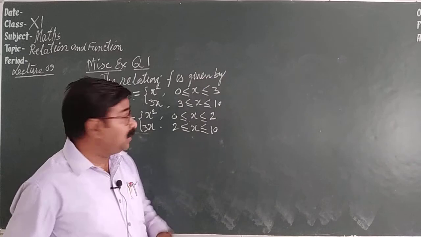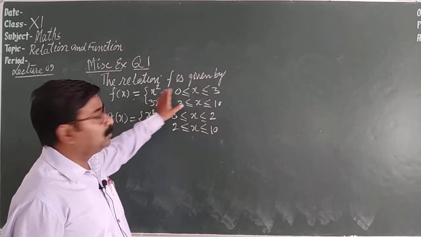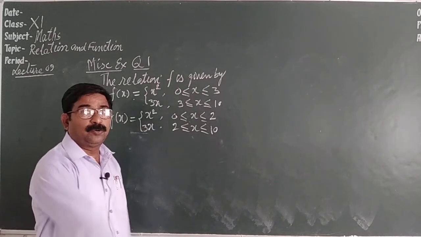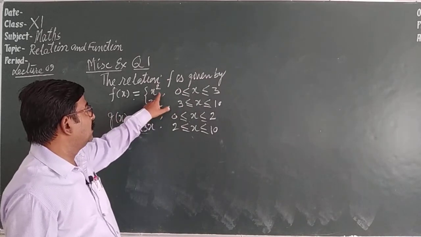One method is also there. You can put the values in the two functions from 0 to 10. Like if you take x is equal to 0, this function will be there. The answer is 0.